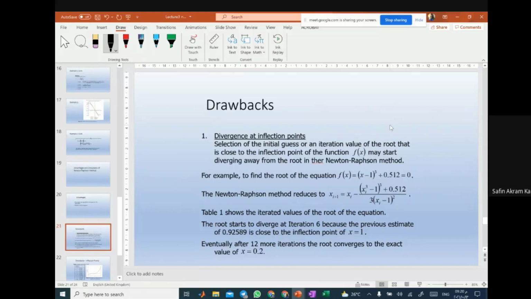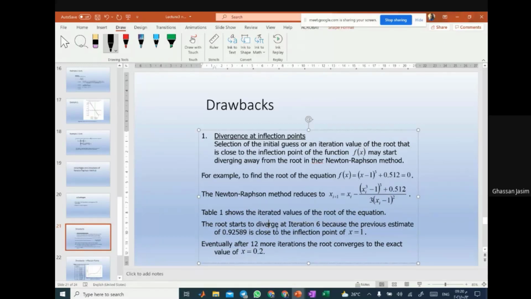0.512 equal to 0. The Newton-Raphson method reduces to x i plus 1 equal to x i minus (x i minus 1) cubed plus 0.512 all divided by 3 times (x i minus 1) squared. Table 1 shows the iterated values of the root of the equation. The root starts to diverge at iteration 6.